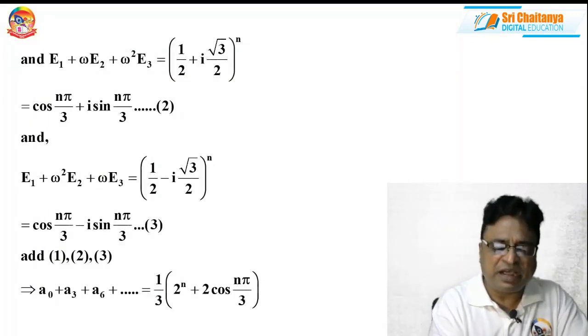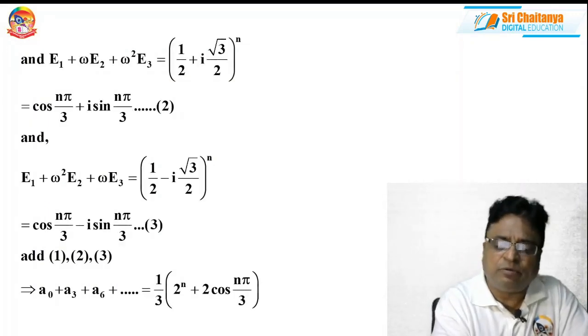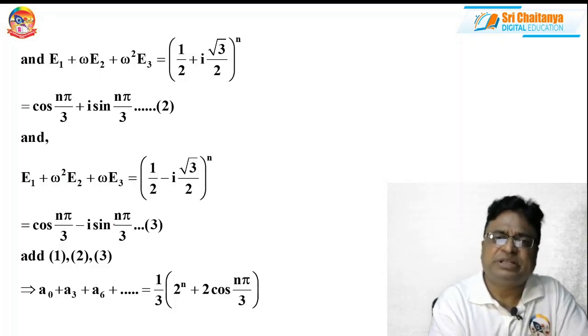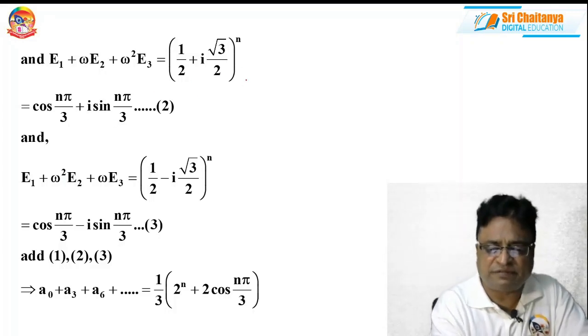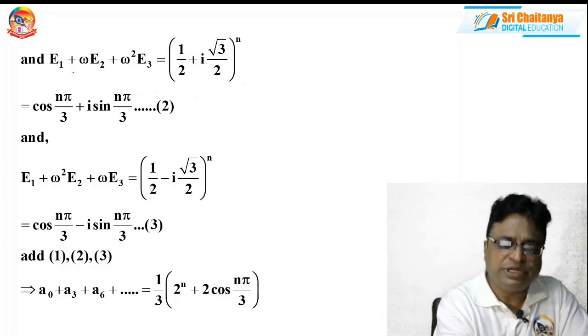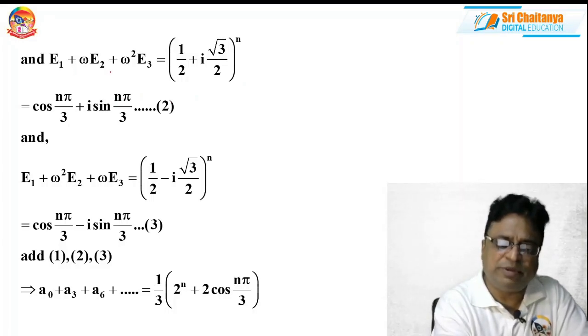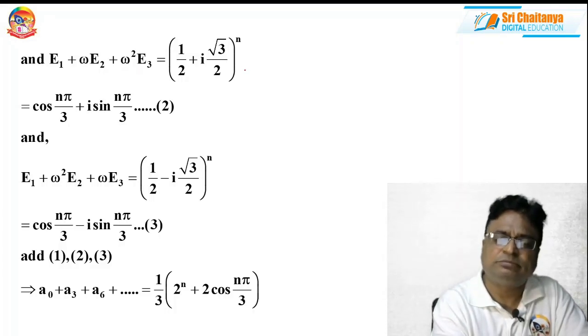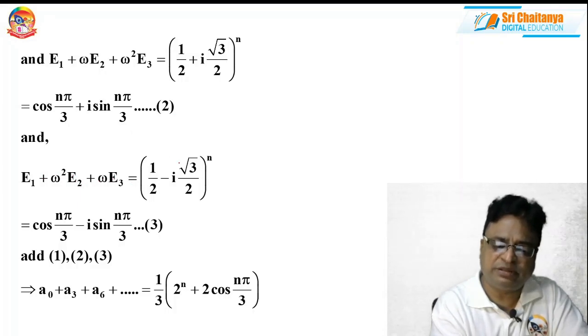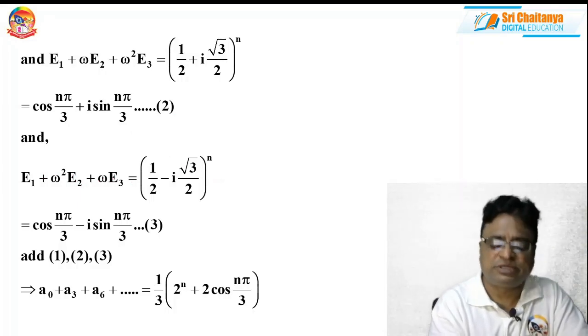Similarly, if I have substituted omega, and if I have substituted omega square, then similarly I can get the same result of this kind. So E1 plus omega E2 plus omega square E3 equal to this one. This I can write as cos n pi by 3 plus i sin n pi by 3. Similarly, E1 plus omega square E2 plus omega E3, this I can get like this. This is cos n pi by 3 minus i sin n pi by 3.